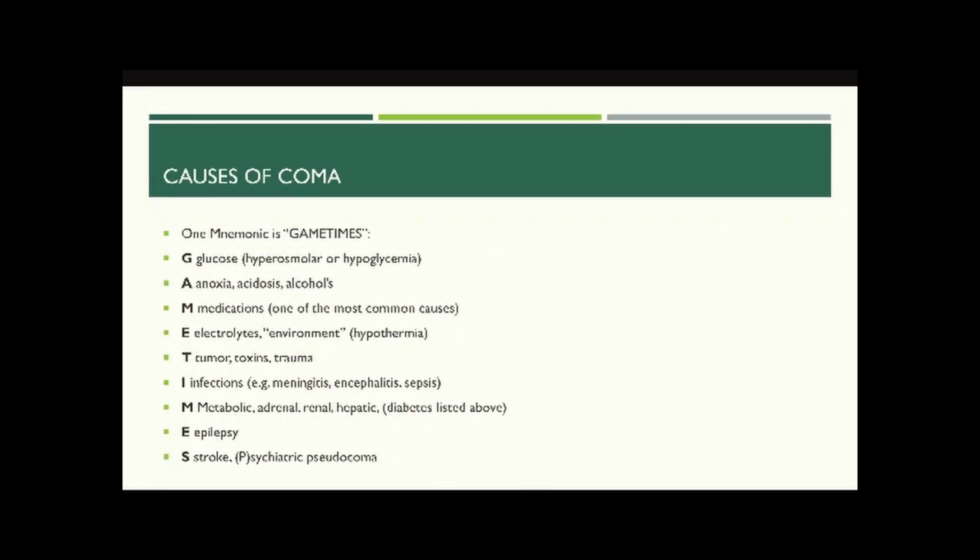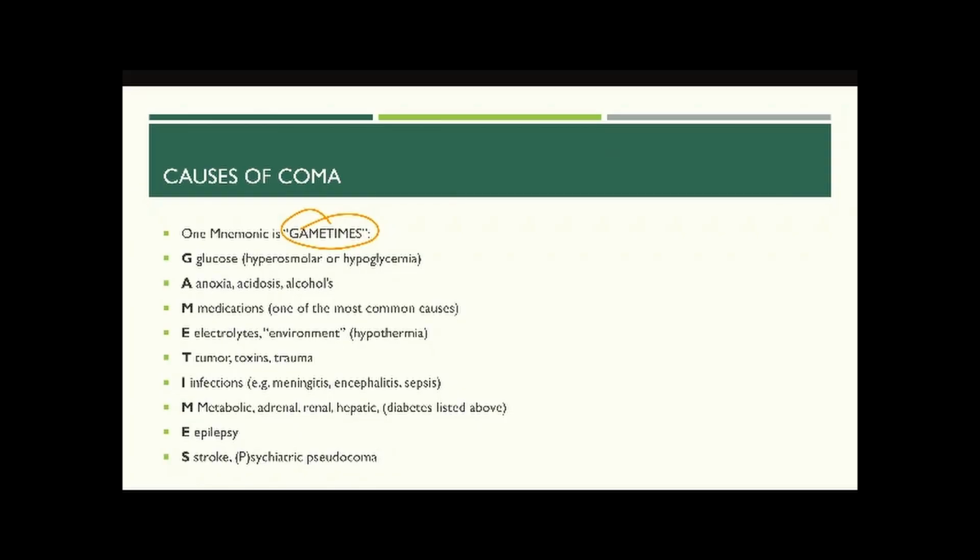So causes of a coma, there's a mnemonic called GAME TIMES. So the G's, glucose. They can come with a glucose of 27 and be in a coma, or the opposite. Remember diabetic ketoacidosis? Glucose is 400, 500, but they're still in a coma or obtunded. A is anoxia, acidosis, your alcohol. Again, things that can cause comas. M, medications, the most common one. E, your electrolytes or the environment. So obviously if you fall into a frozen lake, you're going to come out of that not alert, but your body may be frozen, so warm you up and see what happens.